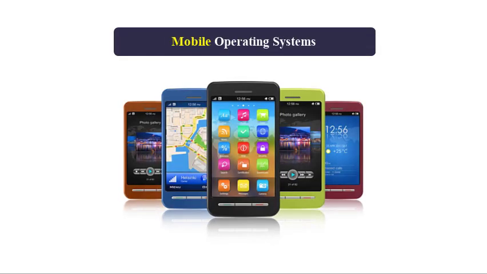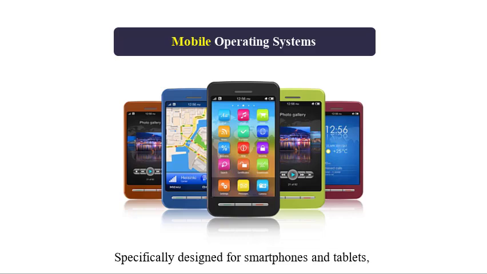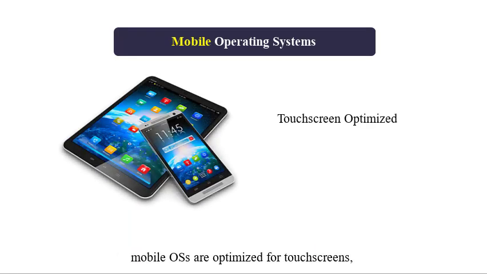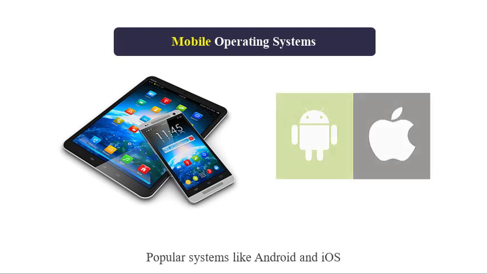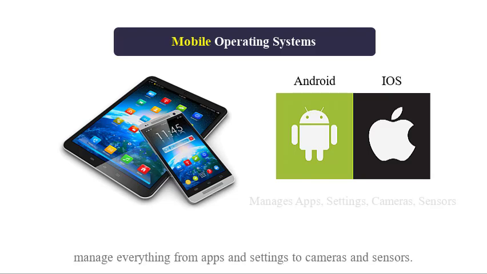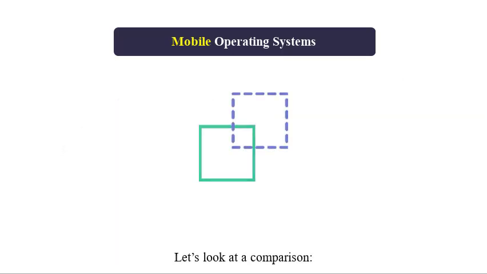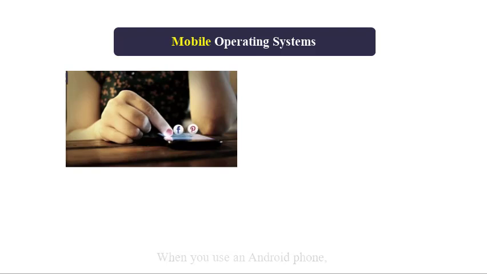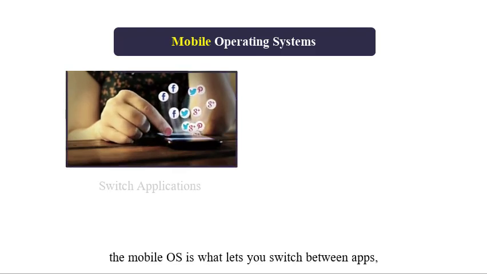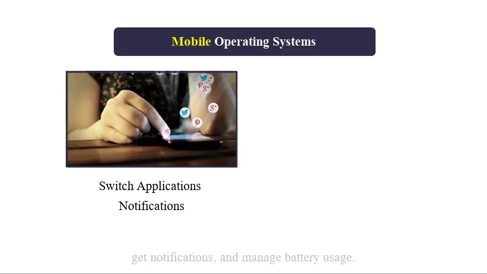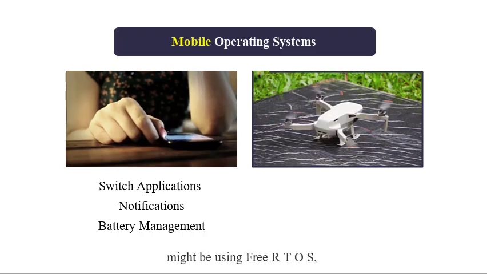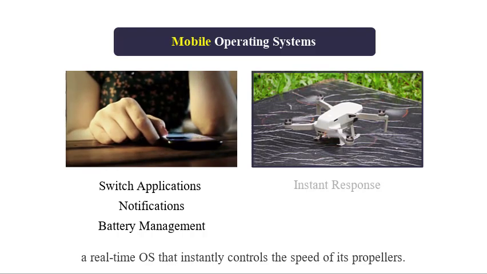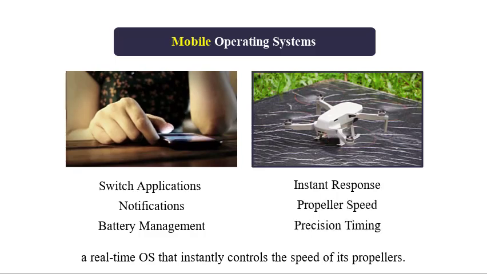Mobile operating system. Specifically designed for smartphones and tablets, mobile OSs are optimized for touch screens, limited battery life, and mobile connectivity. Popular systems like Android and iOS manage everything from apps and settings to cameras and sensors. Let's look at a comparison. When you use an Android phone, the mobile OS is what lets you switch between apps, get notifications, and manage battery usage. On the other hand, a drone flying through the air might be using FreeRTOS, a real-time OS that instantly controls the speed of its propellers.